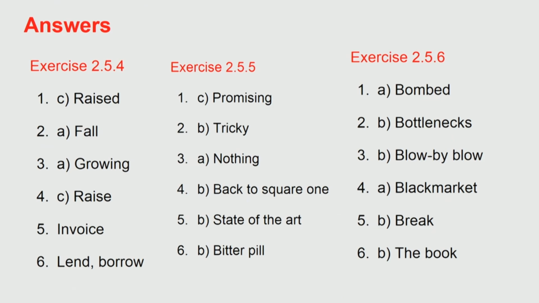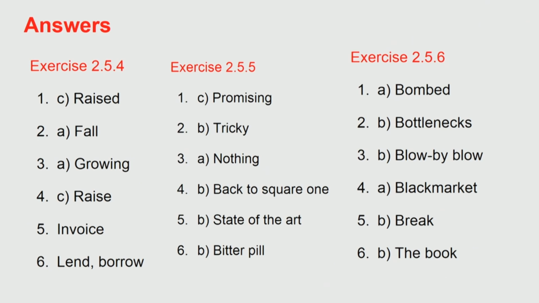Exercise 2.5.4. 1 C raised, 2 A fall, 3 A growing, 4 C raise, 5 invoice, 6 lend and borrow. Exercise 2.5.5. 1 C promising, 2 B tricky, 3 A nothing, 4 B back to square one, 5 B state of the art, 6 B bitter pill.